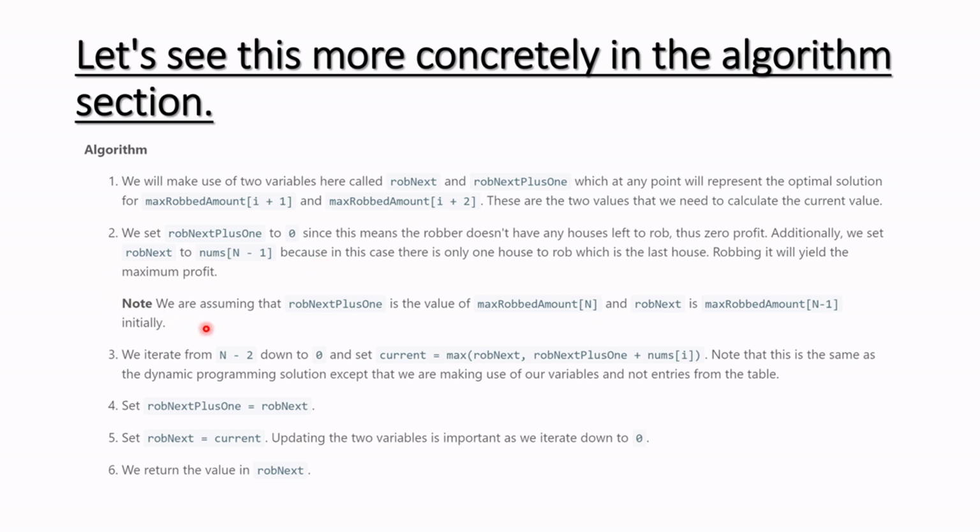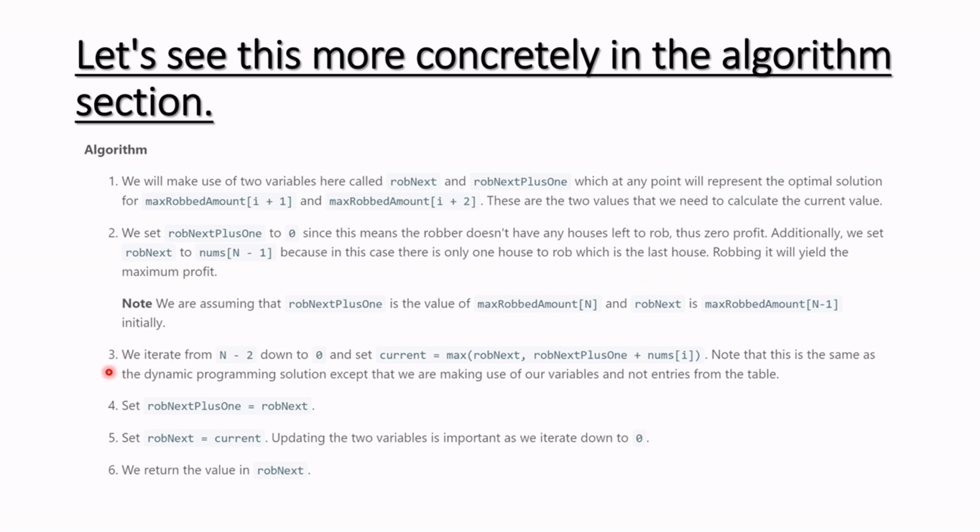Note, we are assuming that rob next plus 1 is the value of the max rob amount of n, and rob next is the max rob of n minus 1, correct? So these things we have to take care of.